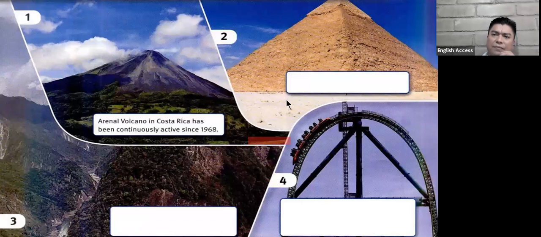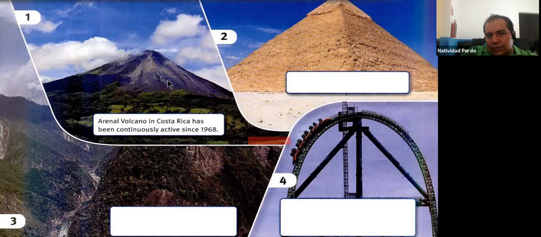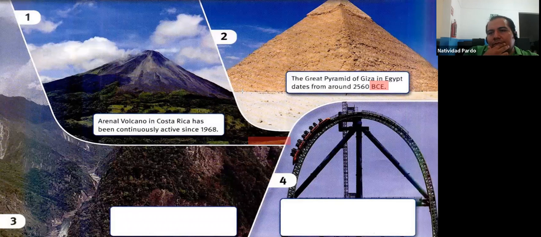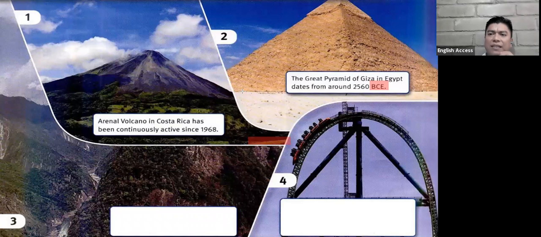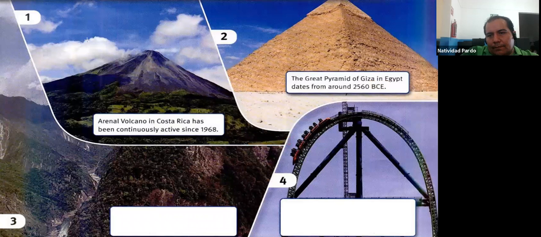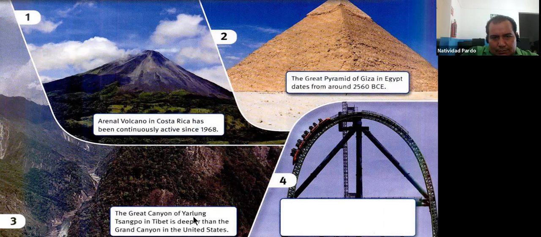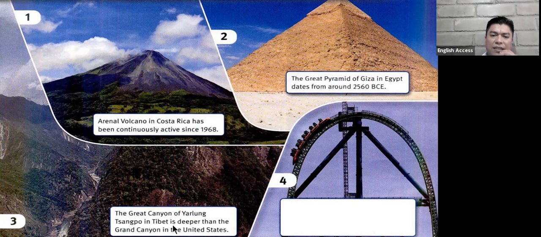Which pyramid is this? Picture number two. Giza? Yeah, the Great Pyramid of Giza in Egypt. It dates from around 2560 BCE. Do you know what this means, guys? BCE? Before Christ. Before Christ era. Yes. What about number three? Canyon. The Great Canyon of Yarlung Tsangpo in Tibet is deeper than the Grand Canyon in the United States. Can you see that? Amazing.